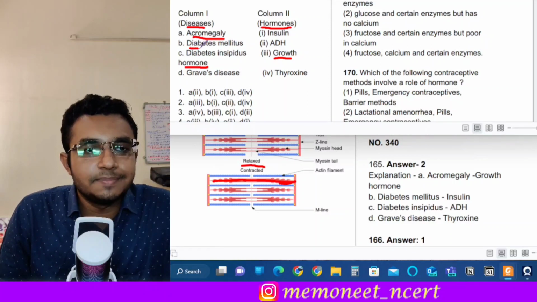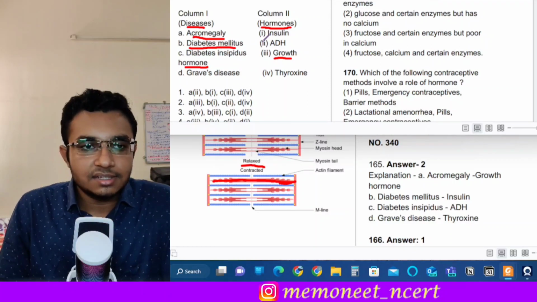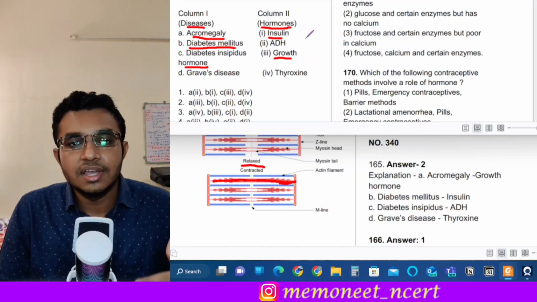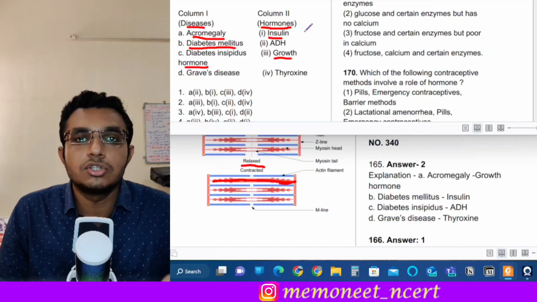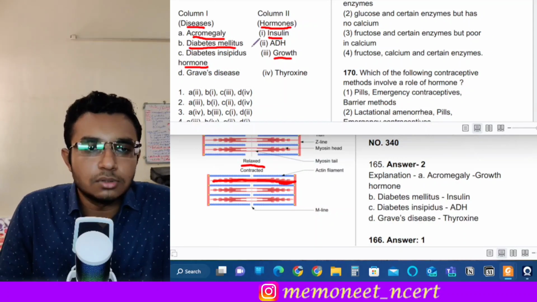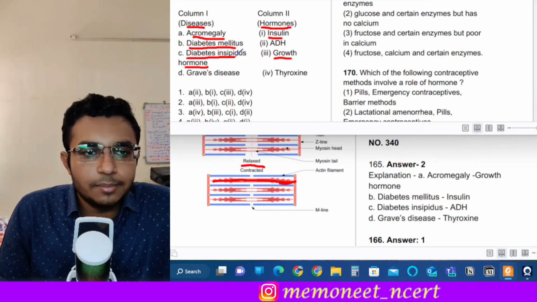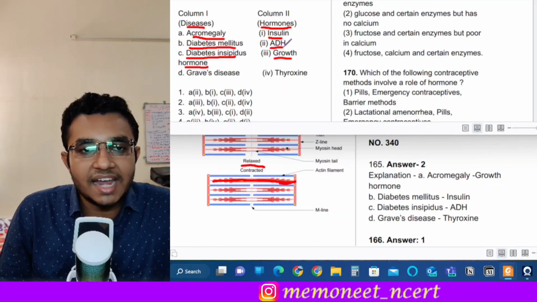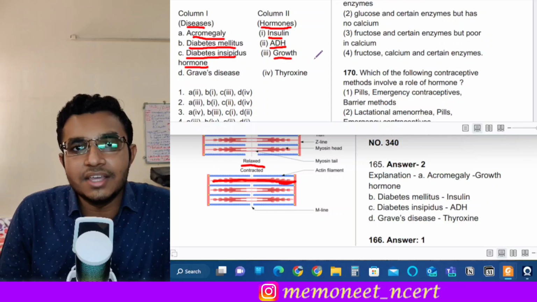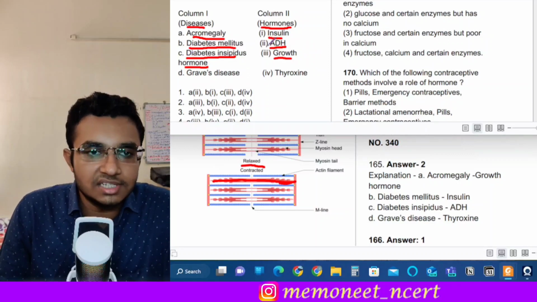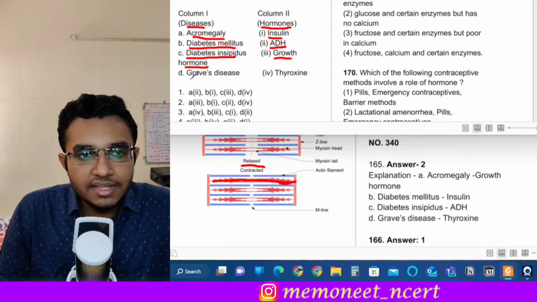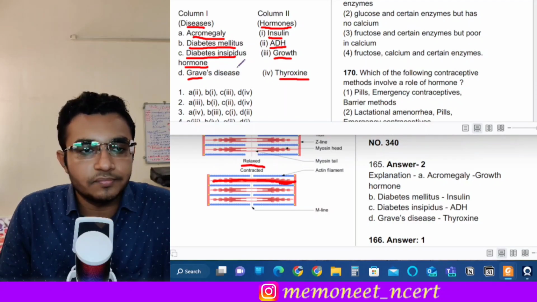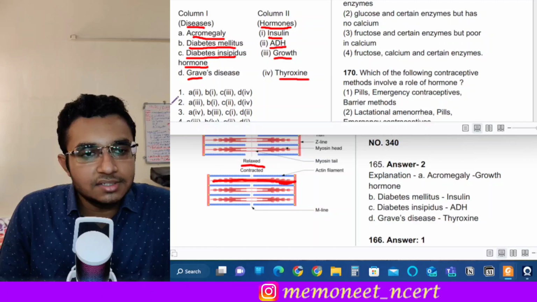Next is diabetes mellitus. Diabetes mellitus is associated with insulin. When there is decreased insulin secretion, there occurs diabetes mellitus. The body sugar increases. So B goes with 1. C is diabetes insipidus. And diabetes insipidus is associated with the antidiuretic hormone, or the ADH, or vasopressin. So C goes with 2. D is Graves' disease, and Graves' disease is associated with thyroxine. So here the correct answer will be option 2.